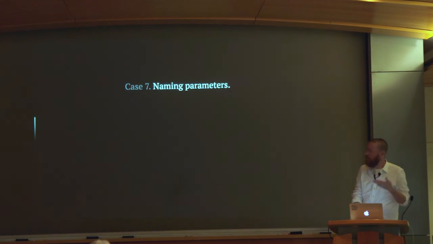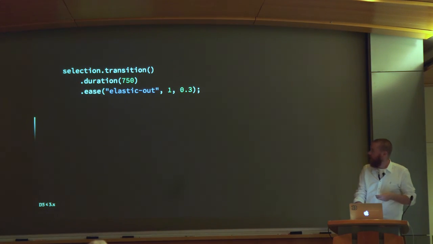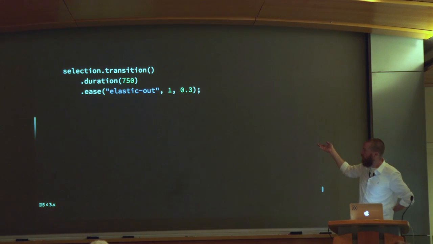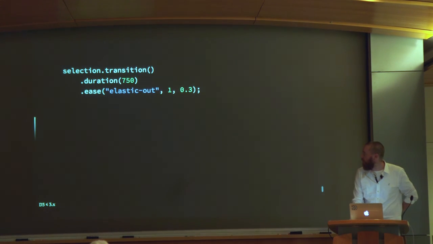Okay, so lastly, and this is a lighter weight one, you don't have to understand all the internals of transitions and asynchronous programming. But it's still an important usability aspect. Okay, so this is D3 3.x, and we're deriving a transition from a selection, and then I'm using some custom easing here. So I say elastic out, and then I have 1, and I have 0.3.